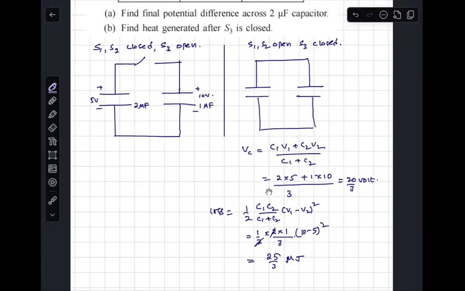Any doubts in this? Yes, what is your doubt? 2 microfarad top plate, what type of polarity do you have? Positive. 1 microfarad top plate, what type of polarity is it? And then after connecting, what type of plates are you connecting? Positive of this side and positive of that side. That is called like plates. What else do you want in that?